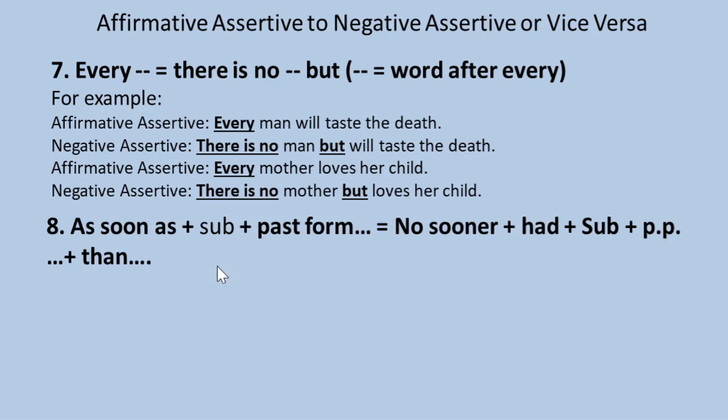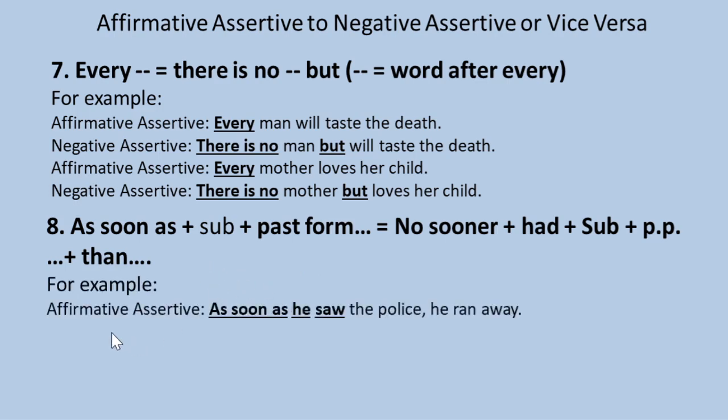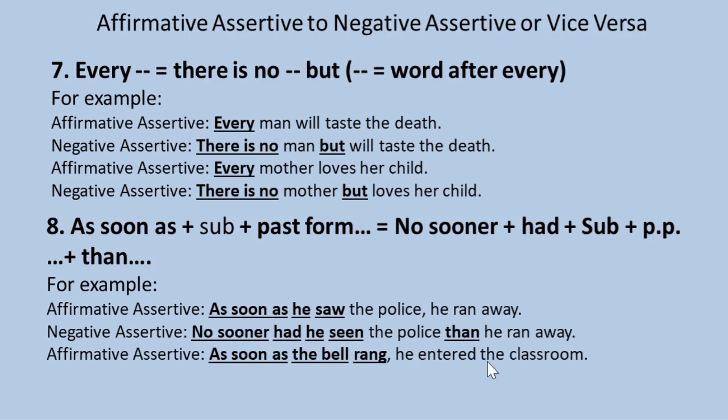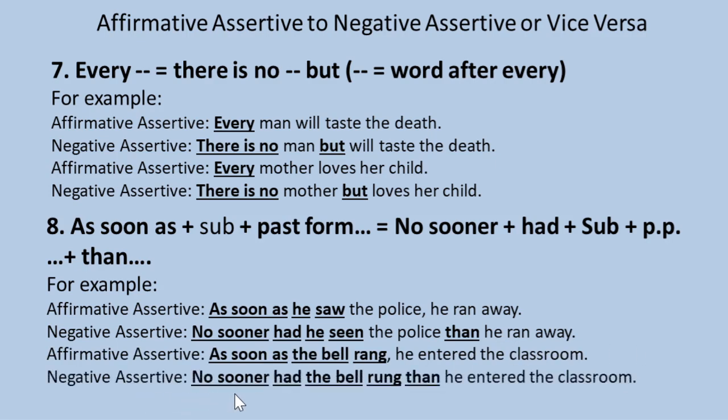Rule number 8: as soon as subject past form equals no sooner had subject past participle. So instead of comma we use then, and we use the rest of the sentence. So look at the example. Affirmative assertive: as soon as he saw the police he ran away. Negative assertive: no sooner had he seen the police then he ran away. Affirmative assertive: as soon as the bell rang he entered the classroom. Negative assertive: no sooner had the bell rang then he entered the classroom.